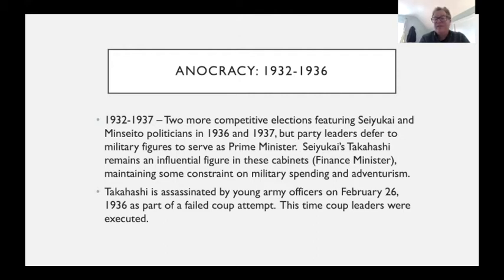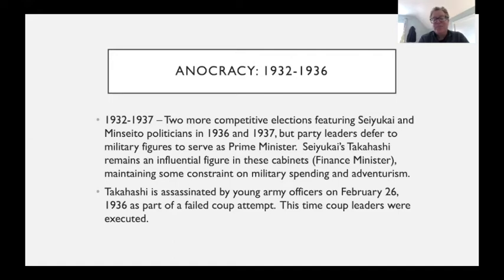Seiyukai's leading economic policy thinker, Mr. Takahashi, remained an influential figure in these cabinets. He served as finance minister throughout this period. He is not from the military. He was one of the people who came out of the more civilian Democratic Party background. But even he, it turns out, was living on borrowed time.